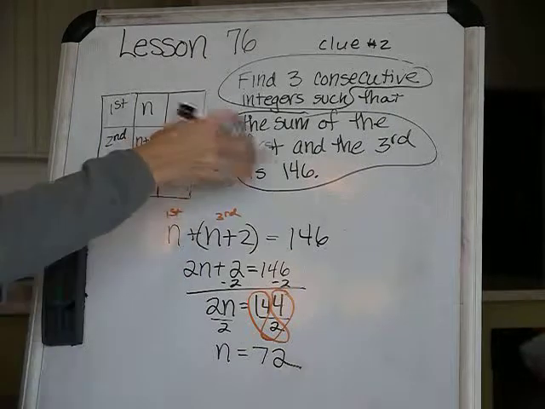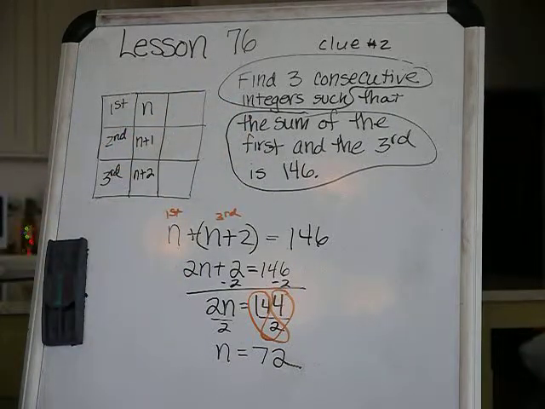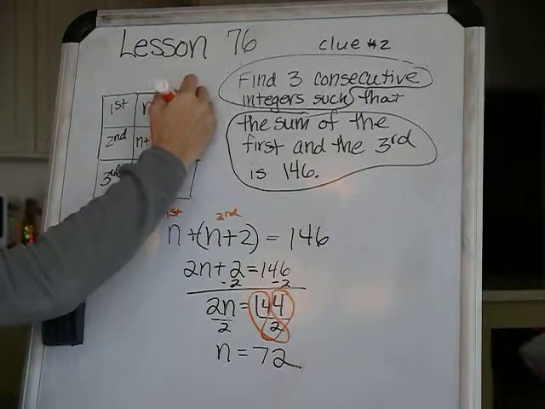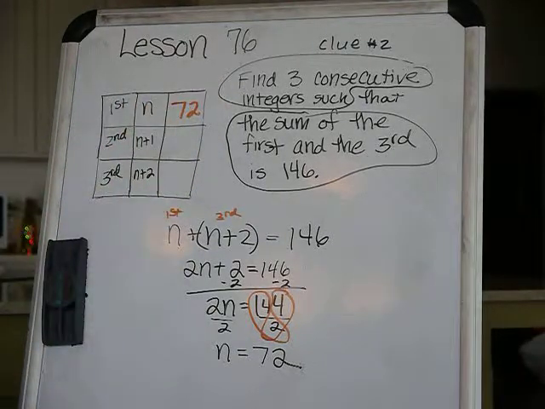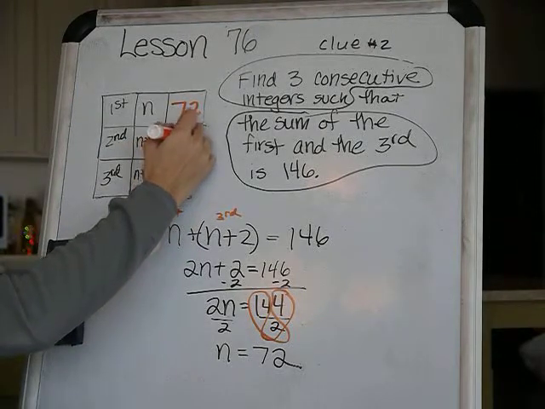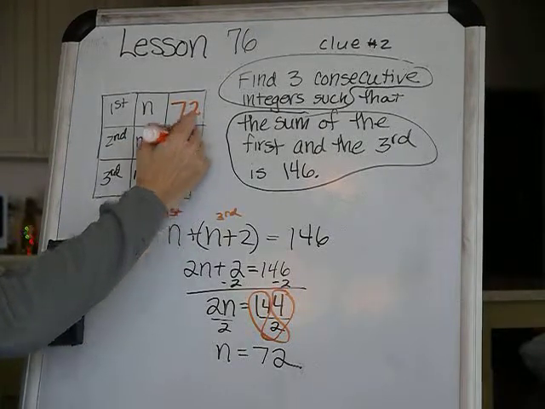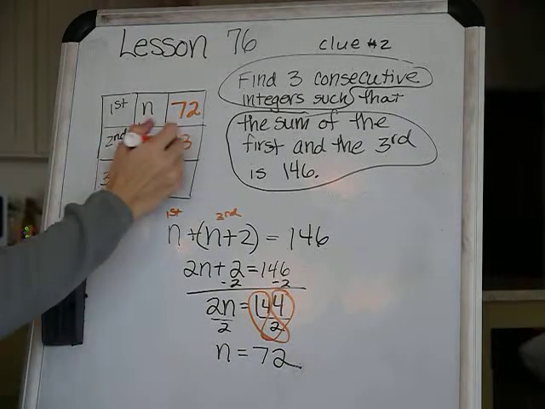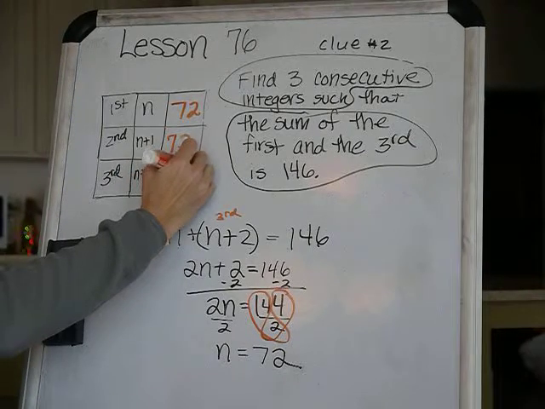Now, if we had tried trial and error, it would have taken a while. You'd just start picking numbers and try to get the first and the third to add up to 146. So if our first one is 72, they actually want us to find the 3 numbers as our answer. The first number is 72. What's our second number? 73. And our third number is 74.